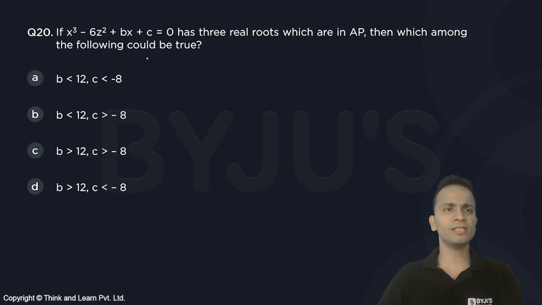Now the logic used in this cubic equation will be the sum of the roots, the sum of the product of the roots taking two roots at a time, as well as the product of the roots. You must be knowing these three things.